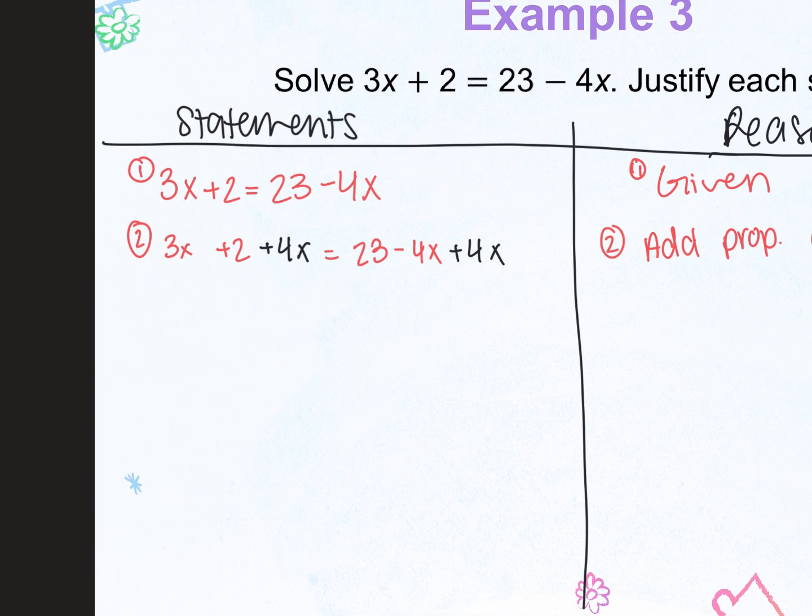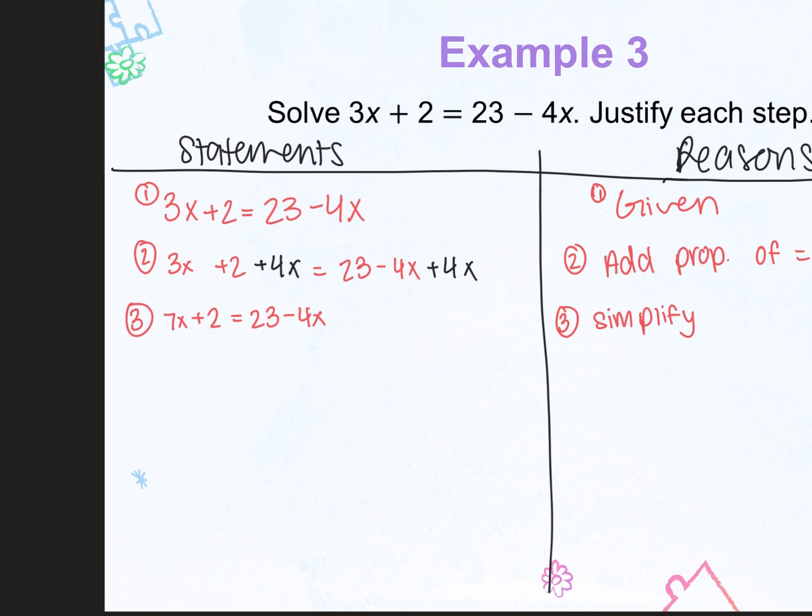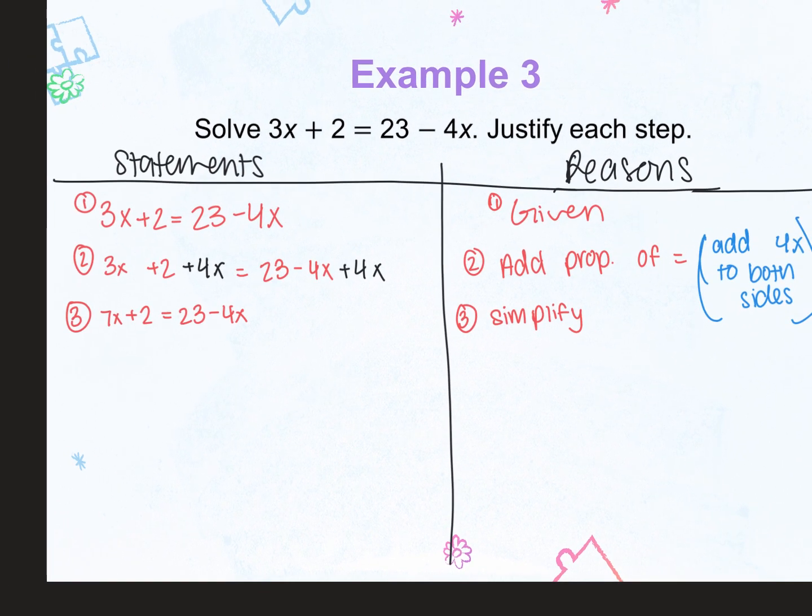All right, so for 3. Hold on. I'm just going to go ahead and now I'm going to add them. So I'm going to get 7x plus 2 equals 23 minus 4x. And for step 3, I simplified. So you could see the movement. Did we cancel out the 4? I just canceled out the 4 because I simplified. So for simplifying, I combine like terms. Perfect.